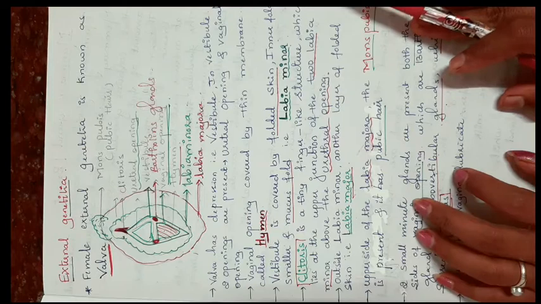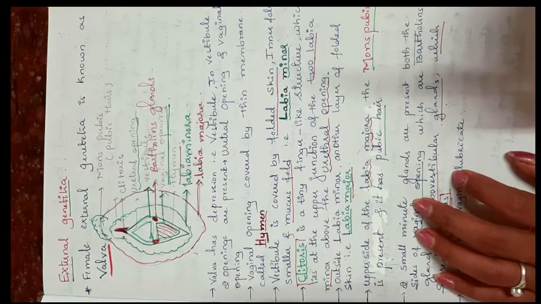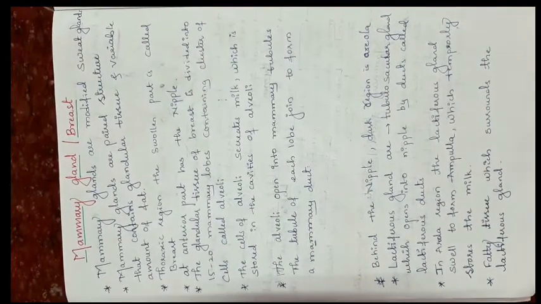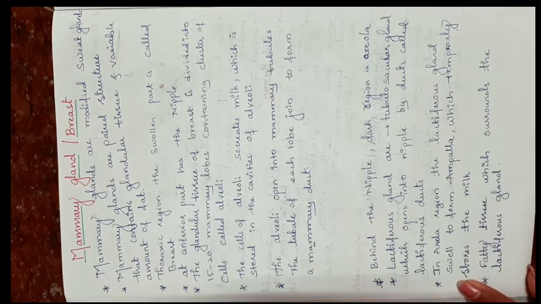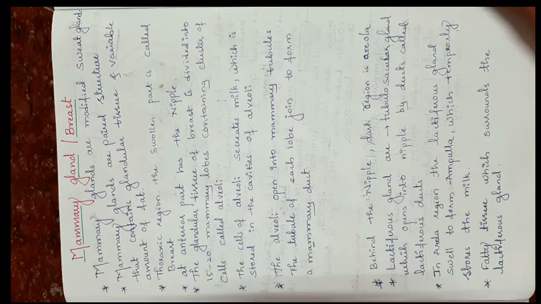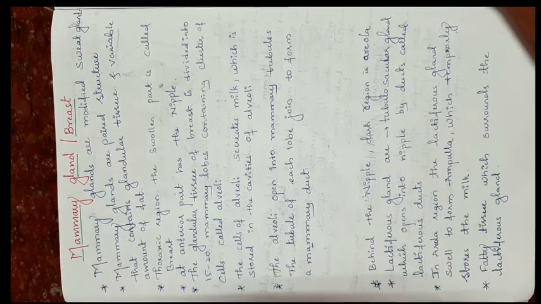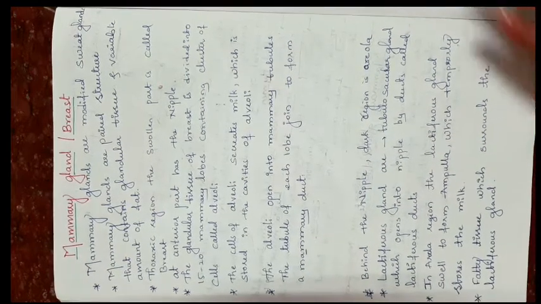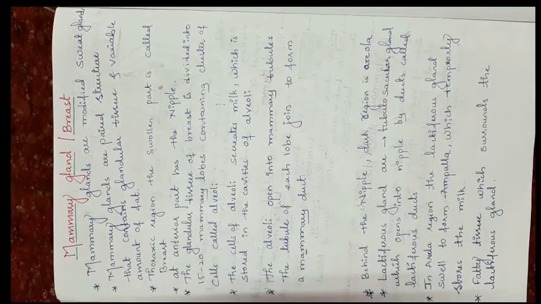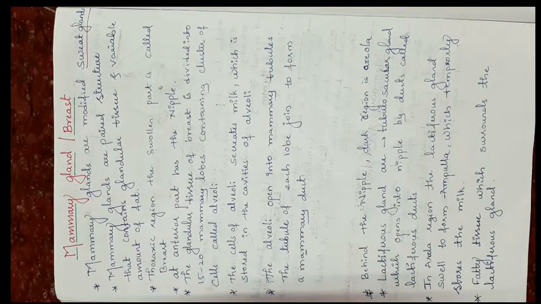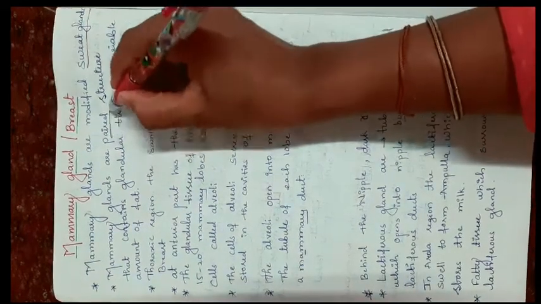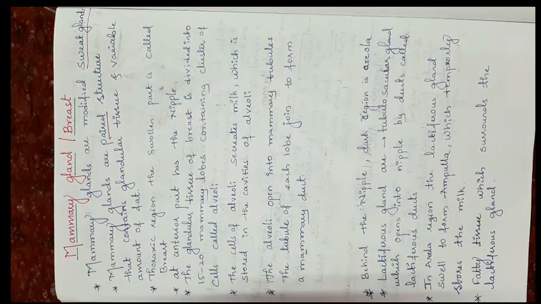The next important gland we have to discuss is the mammary gland, commonly known as the breast. Mammary glands are characteristic features of a female. Here, mammary glands are modified sweat glands. Mammary glands are paired. Two mammary glands are present.